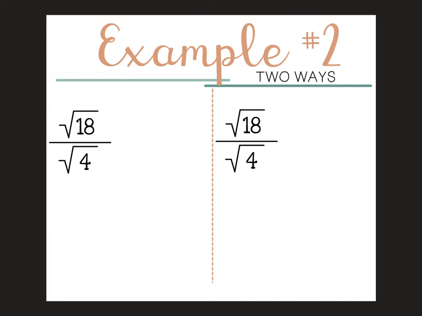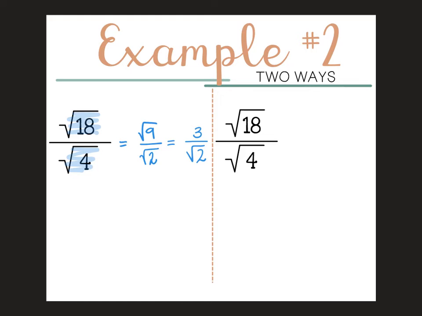Example number 2 can be solved 2 different ways. The first way is, maybe I look at this, I see that I have this fraction created, and I notice I can divide both of them by 2. So I end up with square root of 9 over square root of 2. The square root of 9 is really 3.